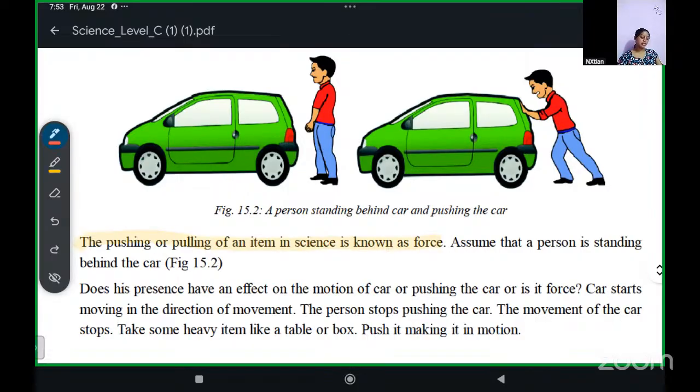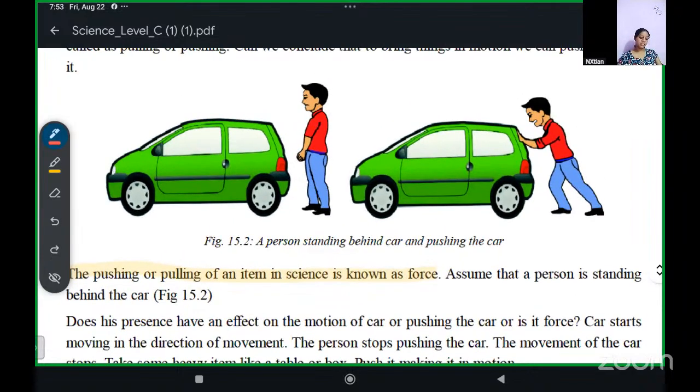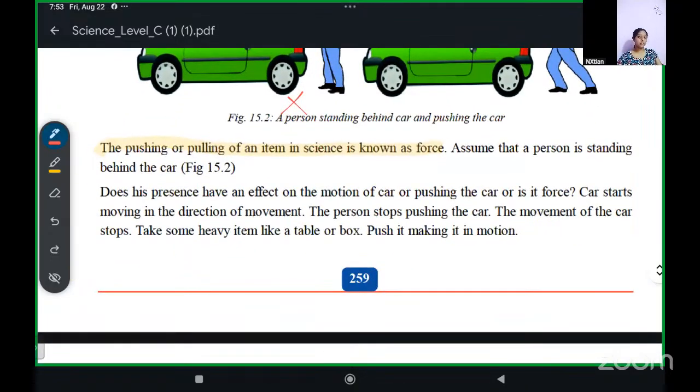Assume that a person is standing behind the car. Does his presence have an effect on the motion of the car, or is it pushing the car, or is it force? No. When a person is just standing behind a car, it is not affecting the position of the car. No motion, no force is applied. Can the car start moving? No, because the person is not doing anything.